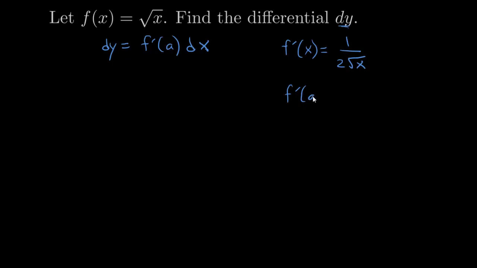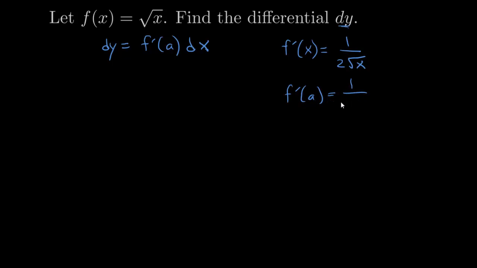Let f of x equal the square root of x, and I want to find the differential dy. Now the formula for dy is f prime of a dx. Now I don't actually have an a, so right now this is just going to stay some arbitrary a. But I need to know f prime. Okay, so we're going to go ahead and find f prime of x. Now the derivative of the square root of x, this is probably something you should just memorize. The derivative is this. So then what's f prime of a?